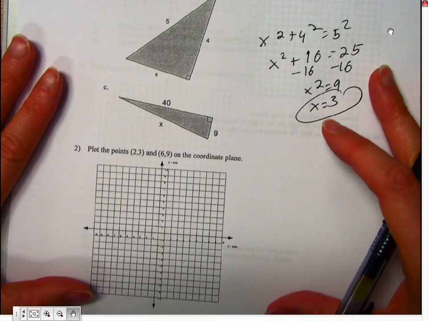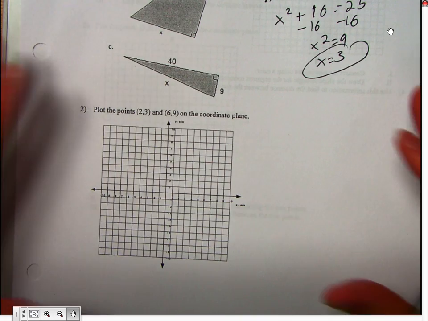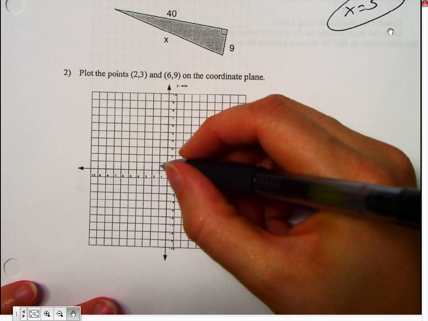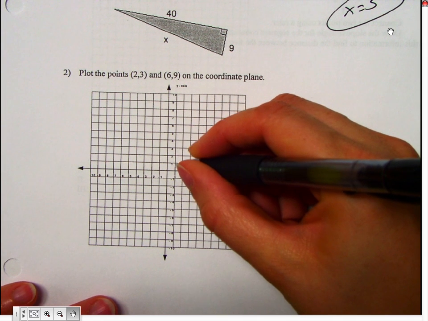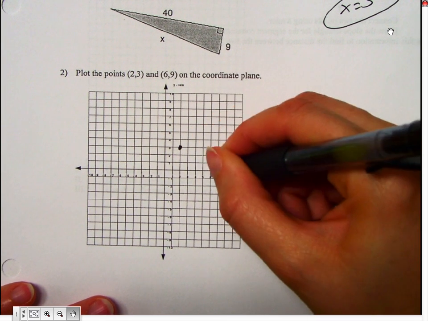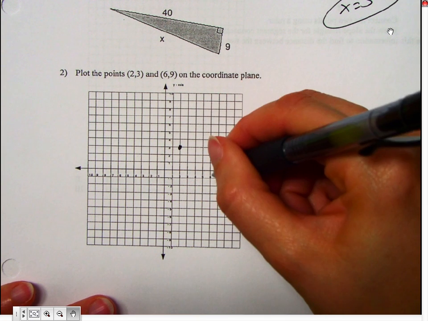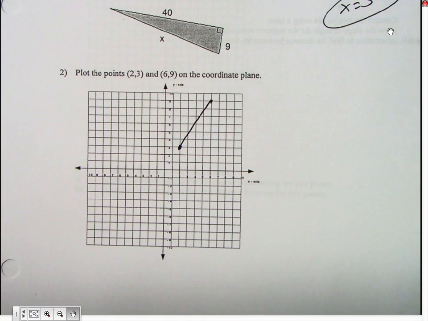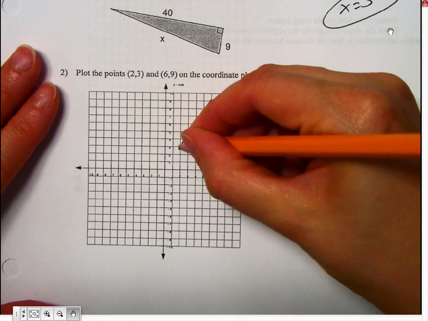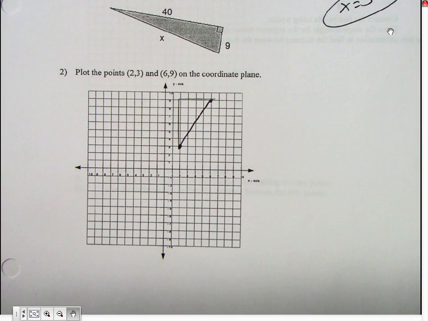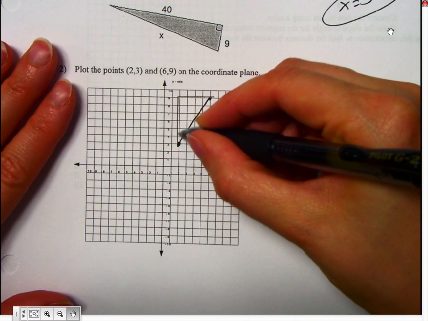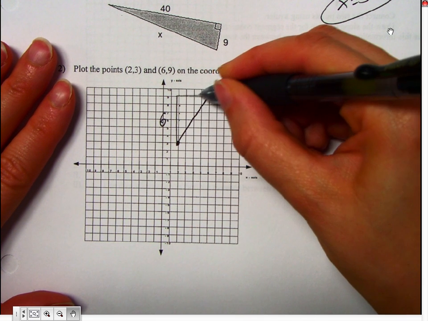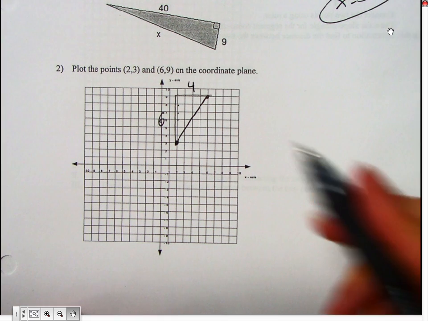Let's move on to number 2, and I'm going to show you how we're going to use the Pythagorean theorem to find distance. So I'm going to put a dot on 2, 3, and 6, 9. Okay, again, I'm going to build my triangle like we did for midpoint. It goes up 1, 2, 3, 4, 5, 6, and it goes over 1, 2, 3, 4. Do you see how I have a right triangle now?